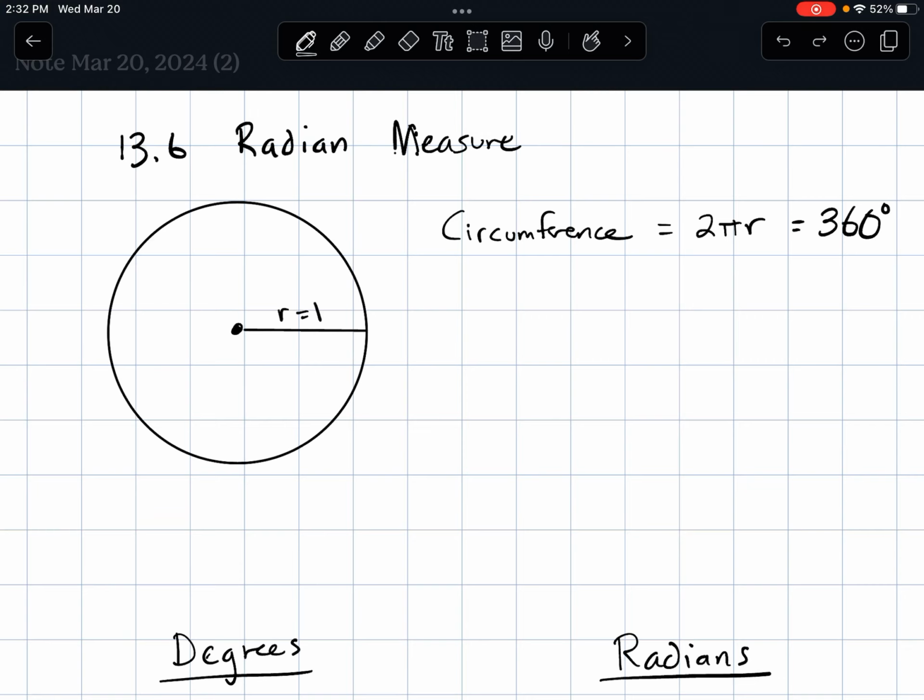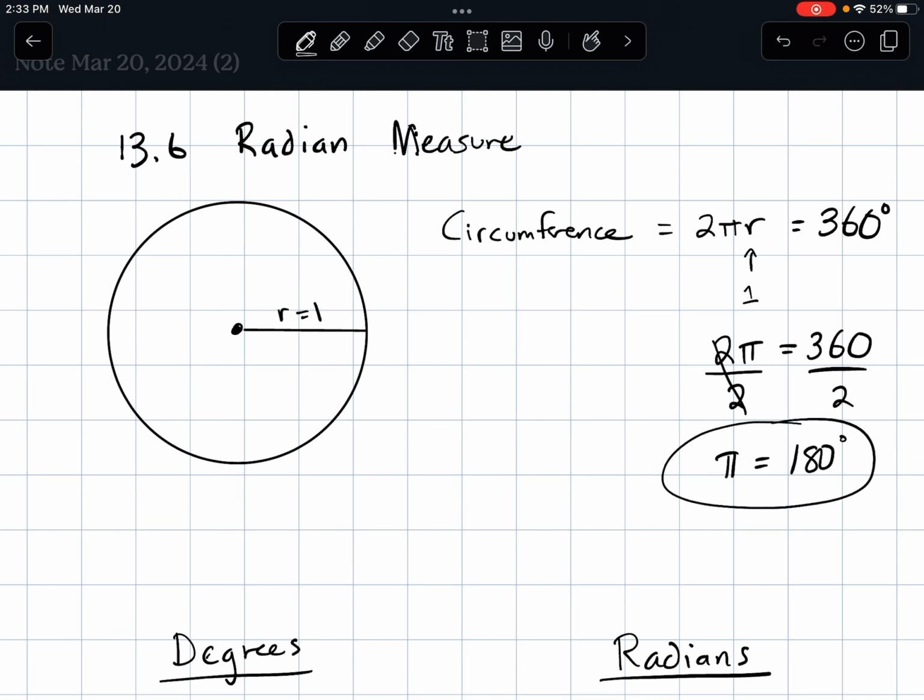Now in this case, if the radius is 1, that means that if I plug in a 1 here for the radius, we can say that 2 pi times 1, which is just 2 pi, is equal to 360. And if I go ahead and divide both sides, not by pi, by 2, this means that we can say that pi represents 180 degrees, right? If 2 pi is 1 full rotation, it makes sense that just 1 pi is half of a rotation. So in radians, 1 pi is equal to 180 degrees.